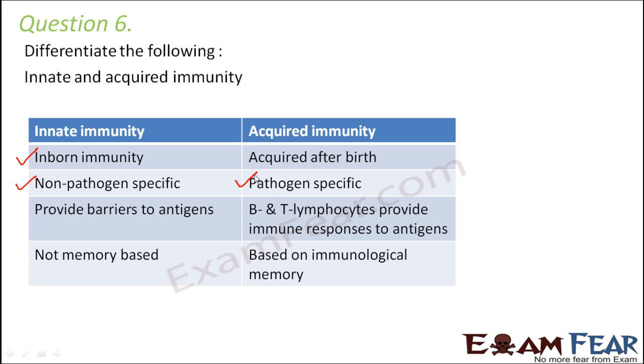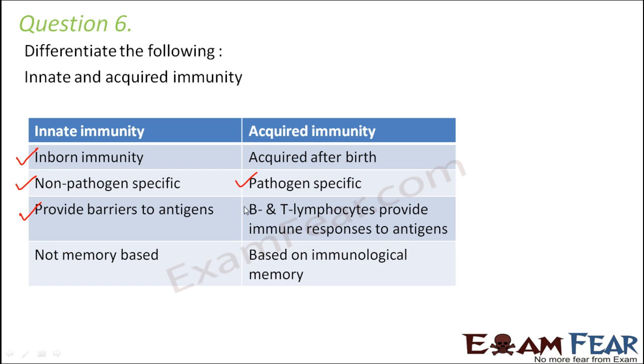Acquired immunity is pathogen specific. For example, vaccination is an example of acquired immunity. So you are given a vaccine against swine flu. That vaccine is against a specific antigen which causes swine flu. So it is pathogen specific, but innate immunity is not pathogen specific. Innate immunity provides barriers to antigens, whether it is physical barriers like skin, or physiological barriers like the saliva or the acid in the stomach.